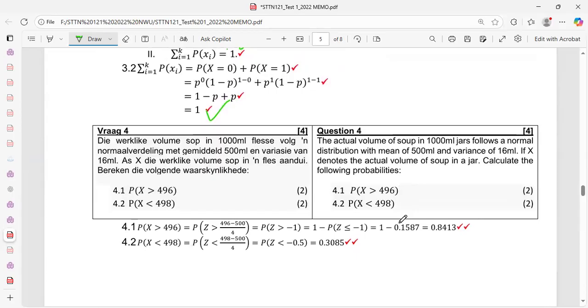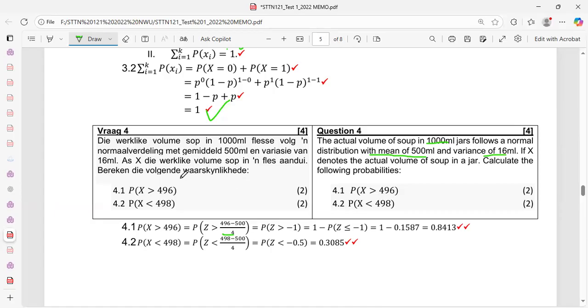Question 4. This one is based on the one from STTN122. I think it was on part 2, for you to check on the one for question 4. So if you check here on this one, they say that the actual volume of soap in 1000 milliliter just follows a normal distribution. Already you're told that it's a normal distribution with a mean of 500 and a variance of 16. How do you get the standard deviation? Square root of 16. It's 4.